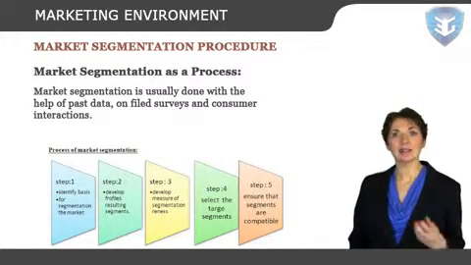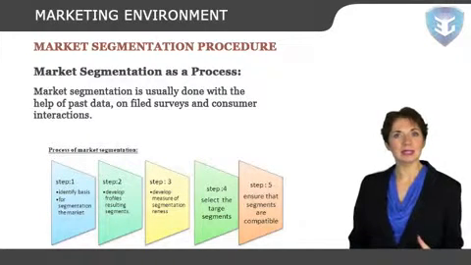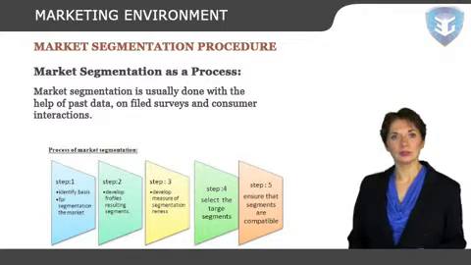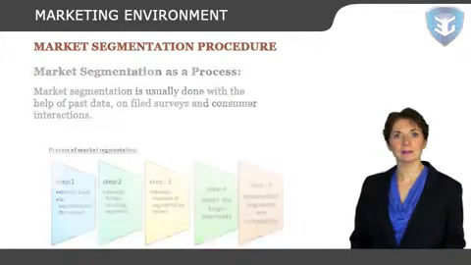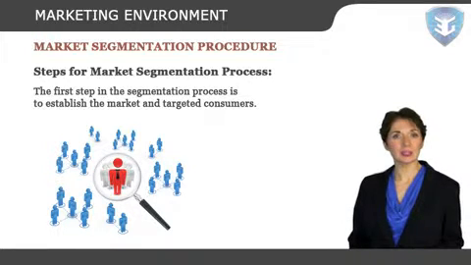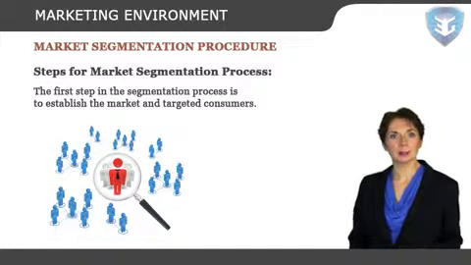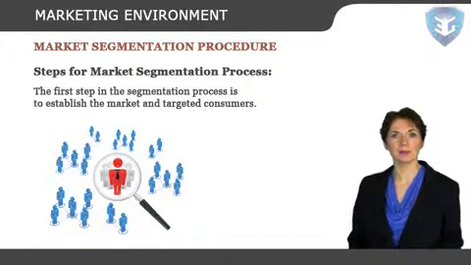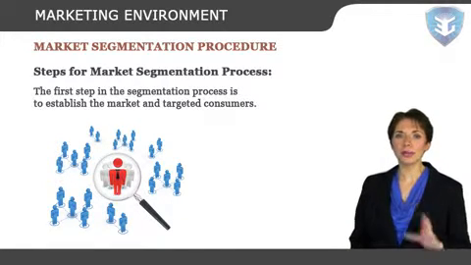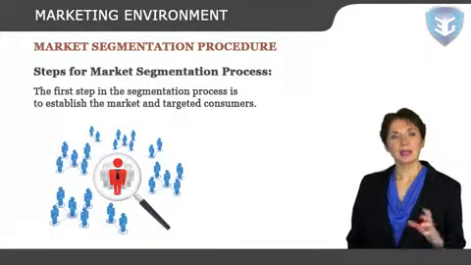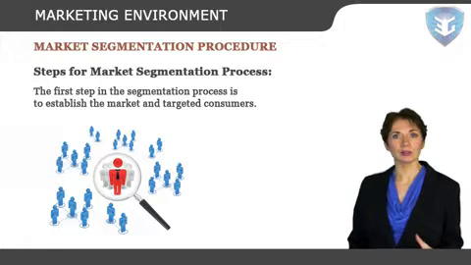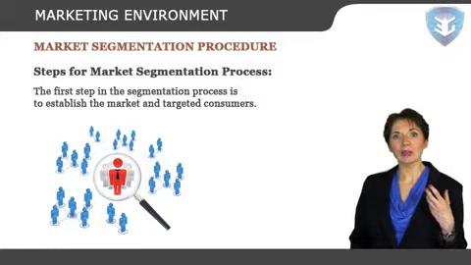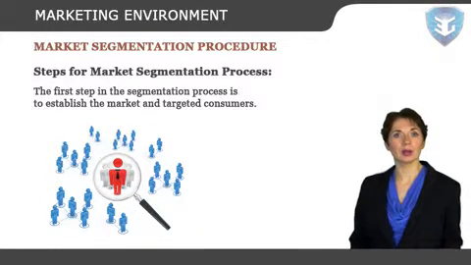Market segmentation as a process. Market segmentation is usually done with the help of past data, field surveys and consumer interactions. Steps for the market segmentation process. The first step in the segmentation process is to establish the market and targeted consumers. This process involves tremendous paperwork and surveys. Economic and demographic factors are also analyzed in the process. In addition, this step might also include advertising about the product.